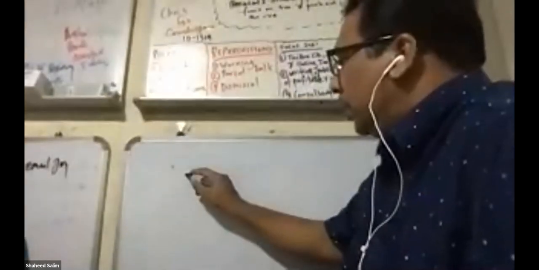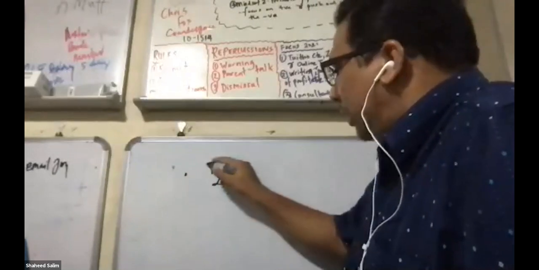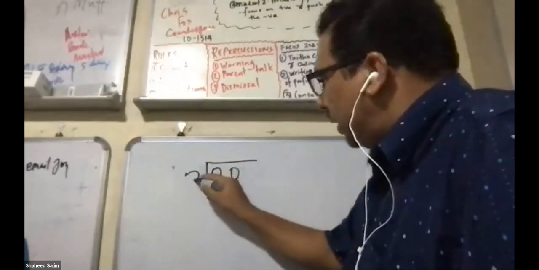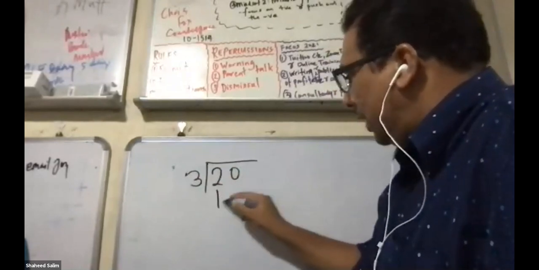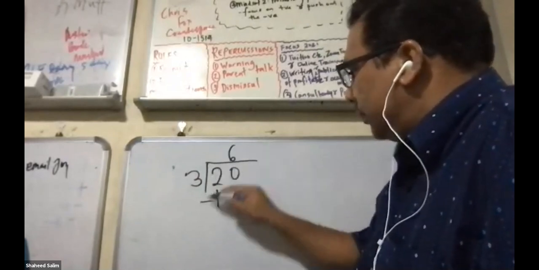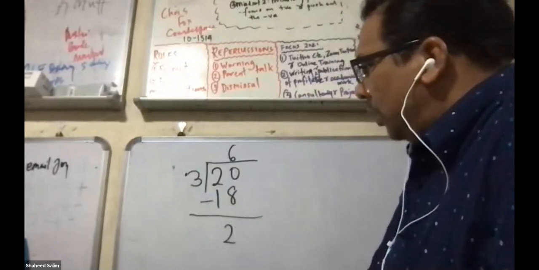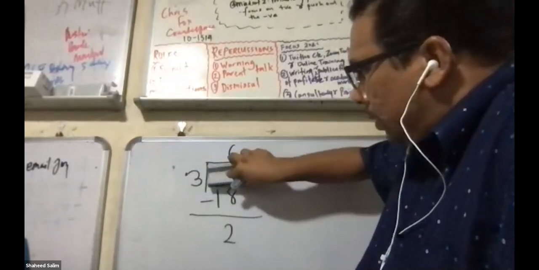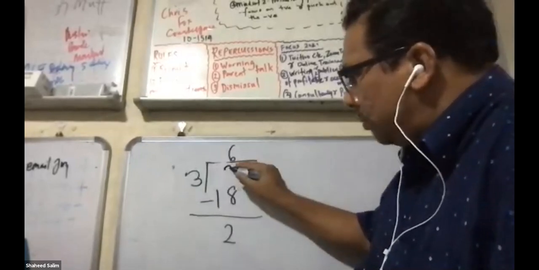Let's say now you're given, let's say, 20 divided by 3. So we divide by 3. 2 cannot divide by 3, but 20 can get 18, right? Okay, what times 3? 18, 6. And this is 2. Imagine now you do not know this number. You want to find out this number. How to find this number?